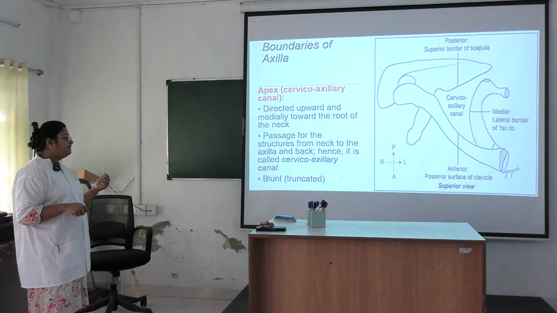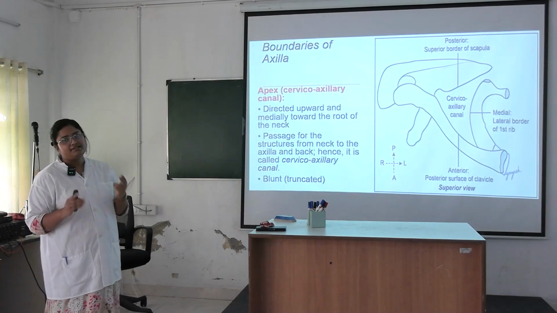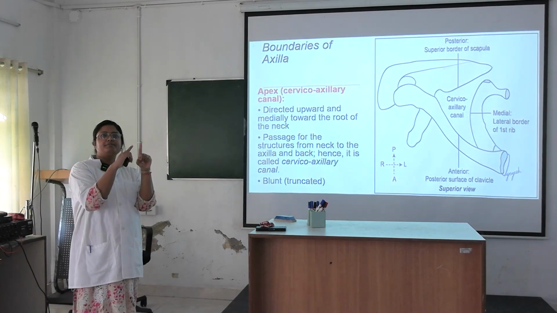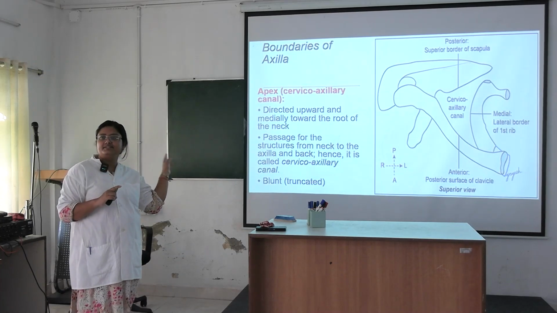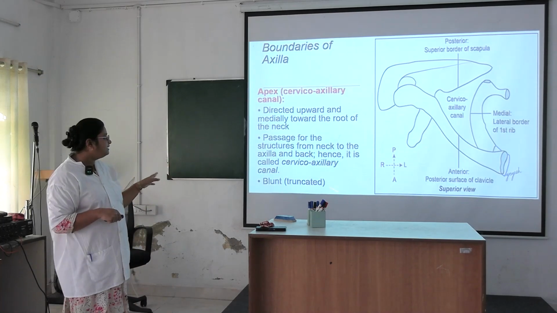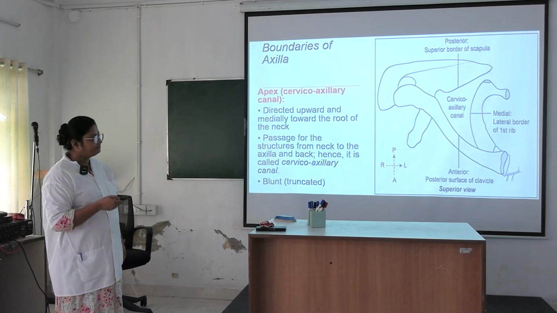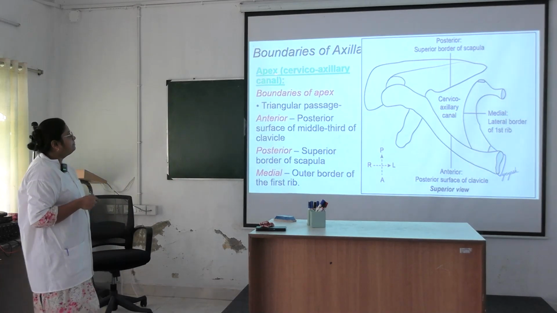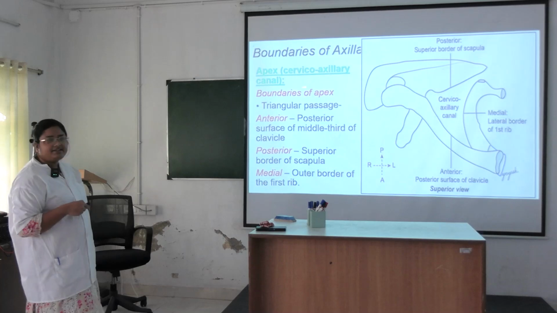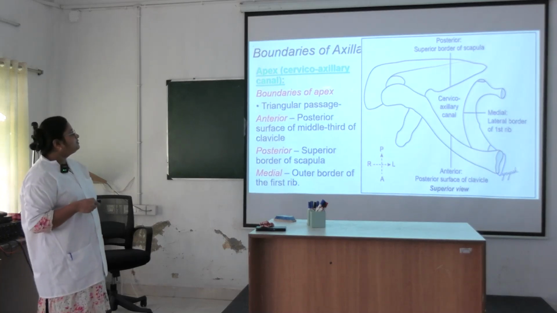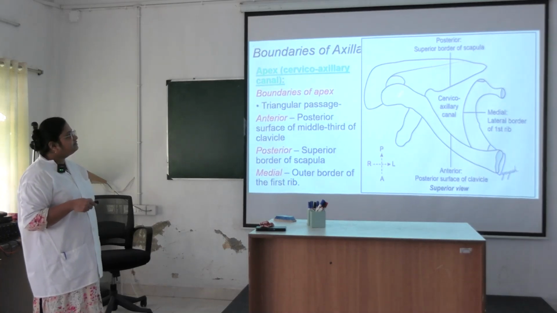And it is blunt and truncated. Apex means we imagine apex as a pointed tip, but here apex is blunted, or truncated. There is a canal in the apex. So, apex is known as cervicoaxillary canal. Boundaries of the apex, it is a triangular passage.